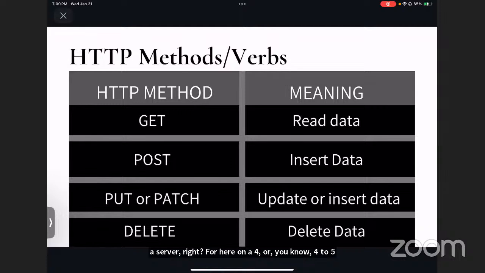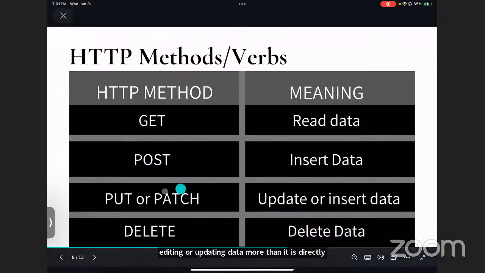There's a get method, which allows us to get some data or read some data from a server. There's a post method that allows us to insert data or send data to a server to add to or do something with. Put and patch are typically used when we're updating data, more like editing or updating than directly inserting. And then delete would be us sending a request to delete some data.